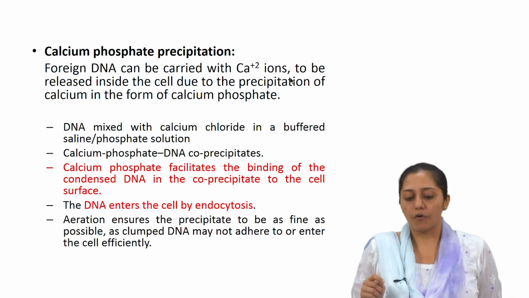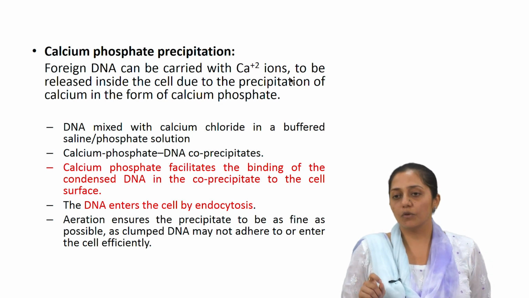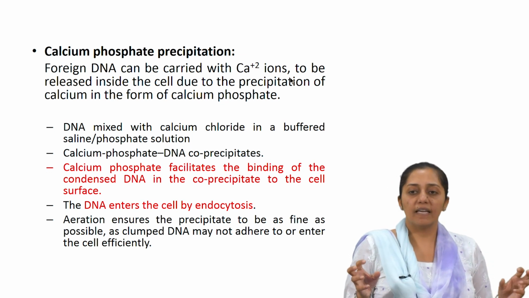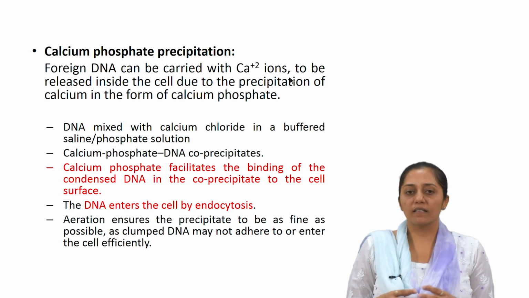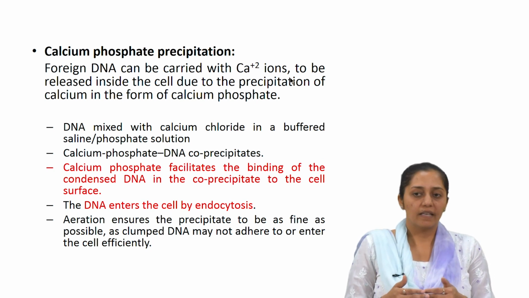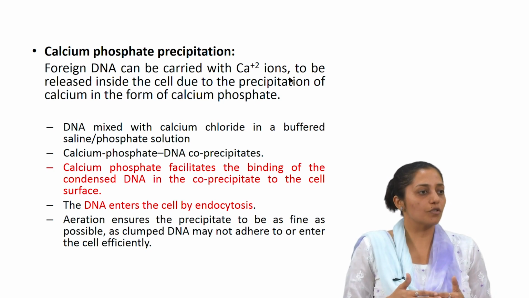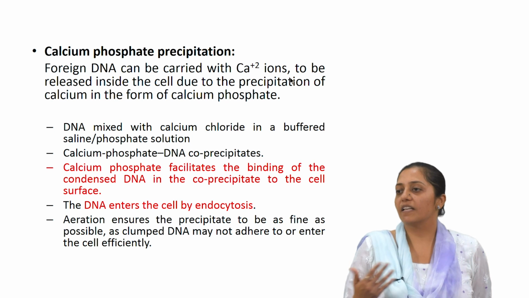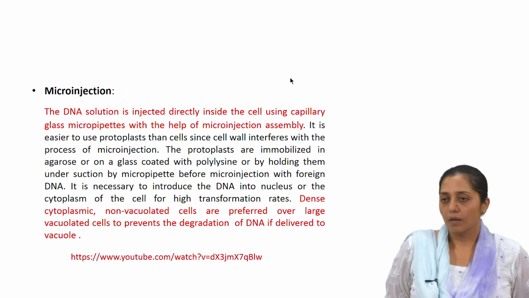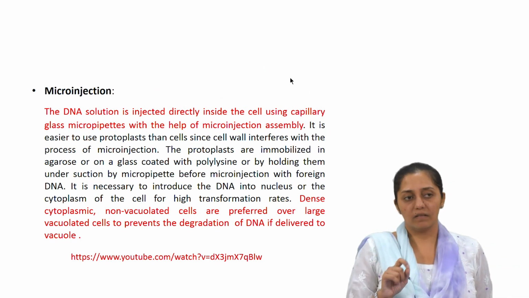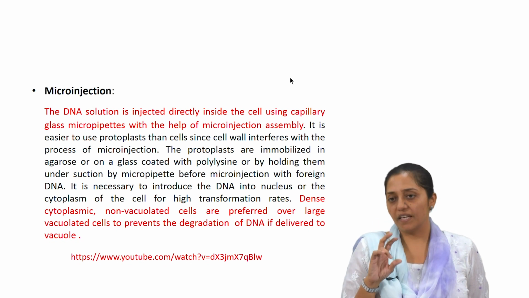Now calcium phosphate precipitation, another method. Calcium chloride anyway is being used. If phosphates are present, then it condenses and precipitates the DNA, which allows it to come much closer to the cell membrane, thereby increasing the probability of uptake of the extracellular DNA.